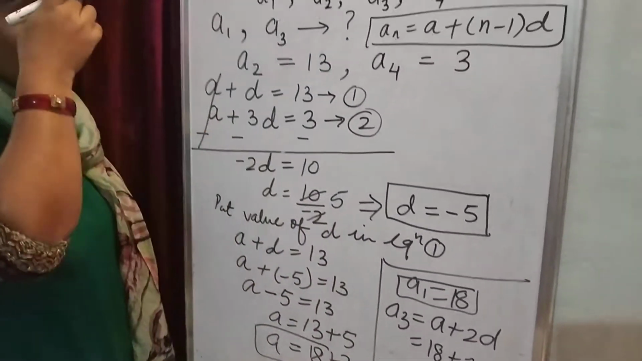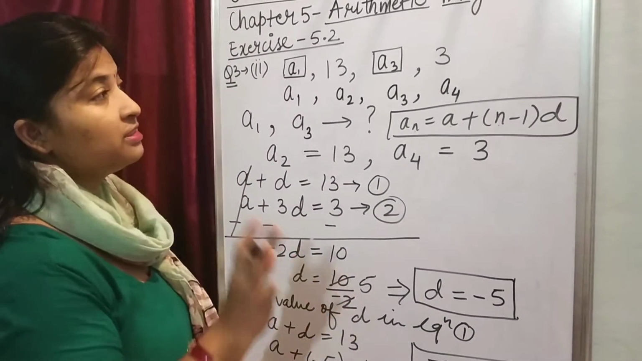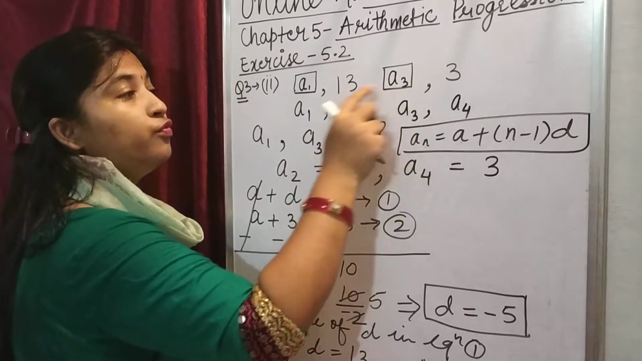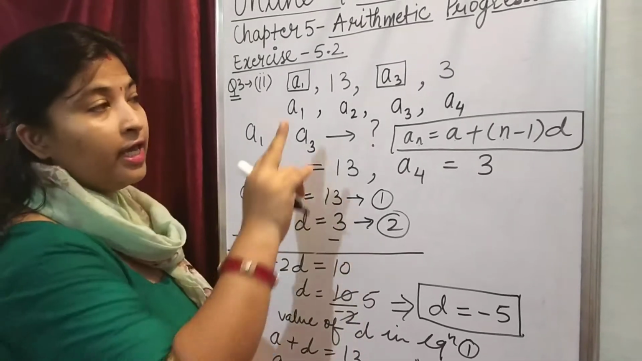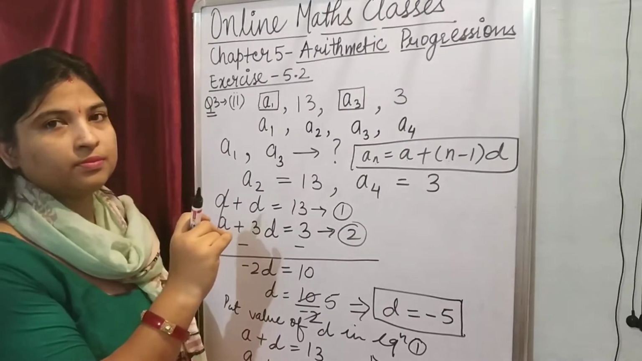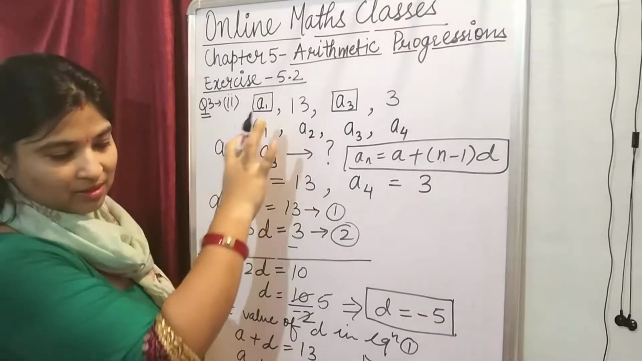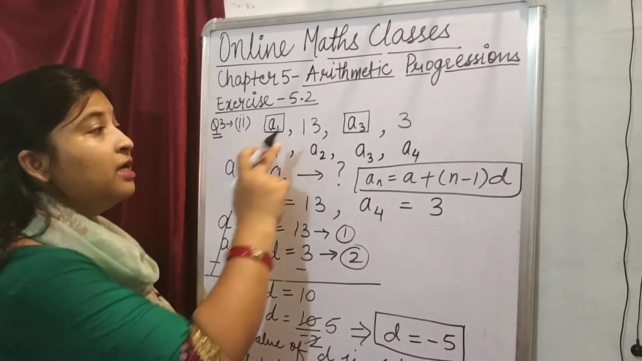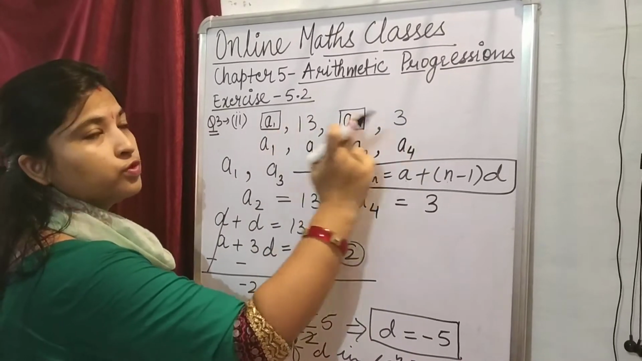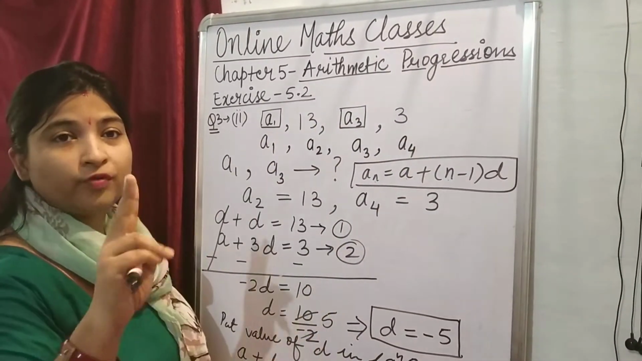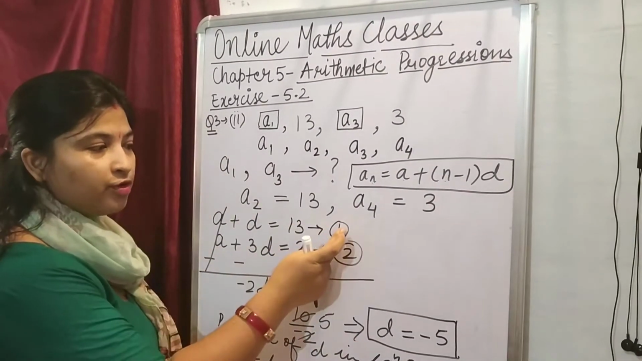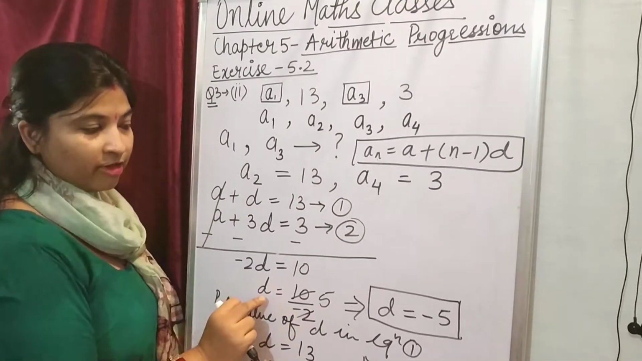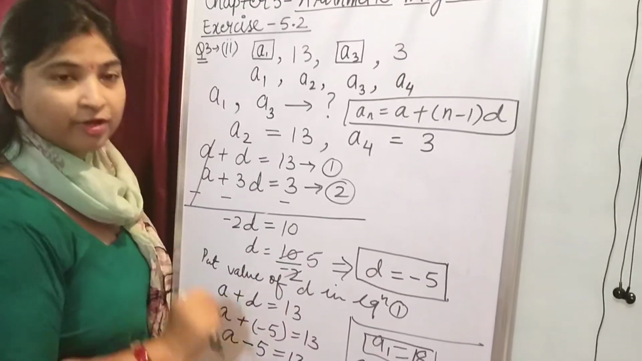So in this way, students, you have to do all the parts. See, in these parts what is the common thing? You will always have two values of the terms. In all other parts, the third, fourth, fifth part, you will see that the other parts also have two values given. From that you have to make equations, and from these equations you have to get the value of D as well as the value of A.